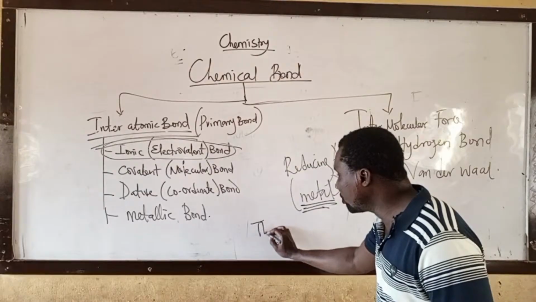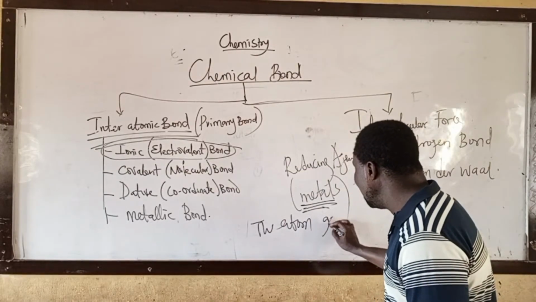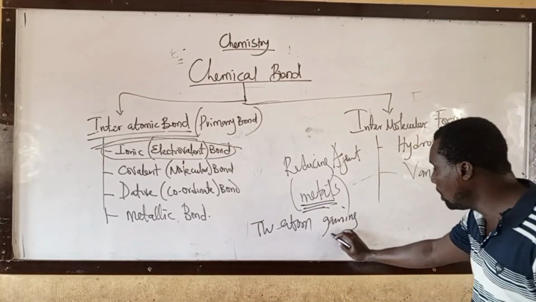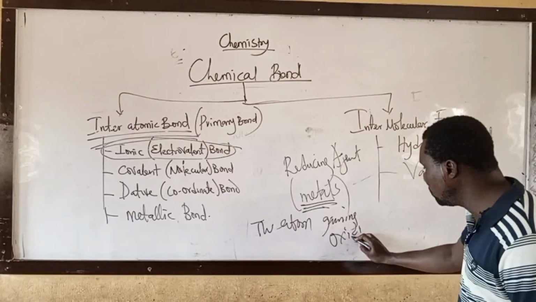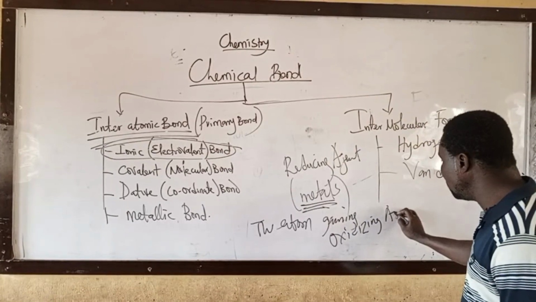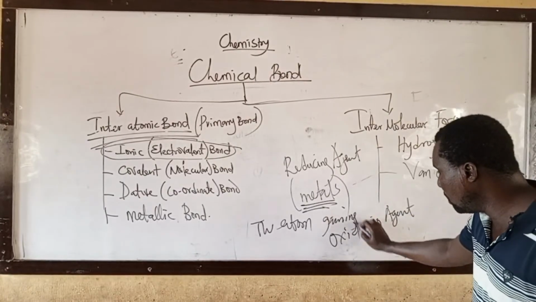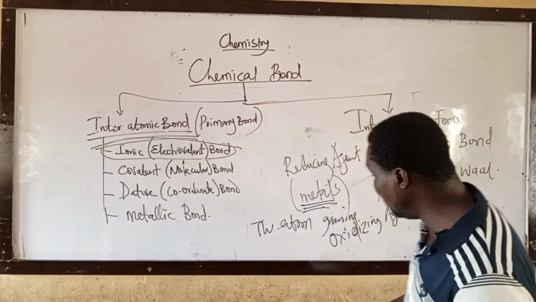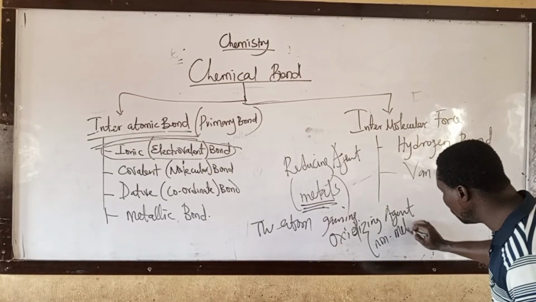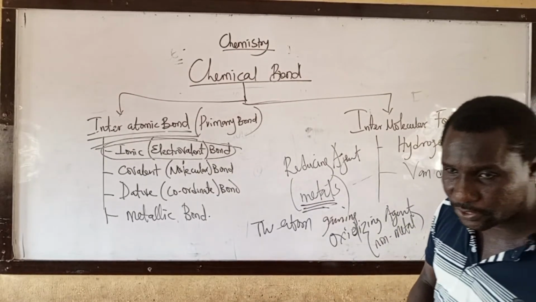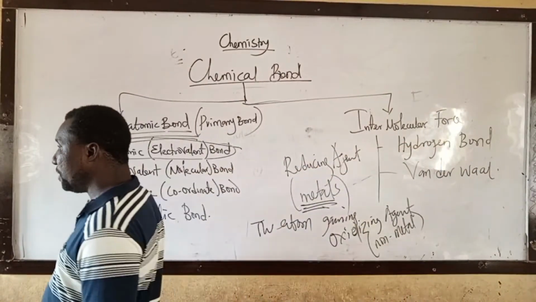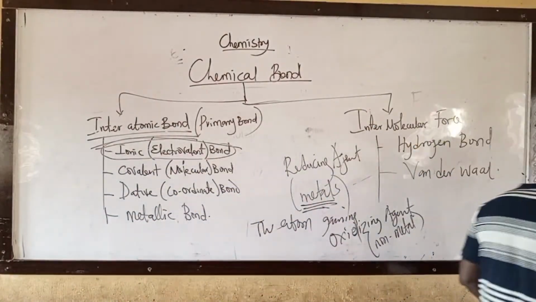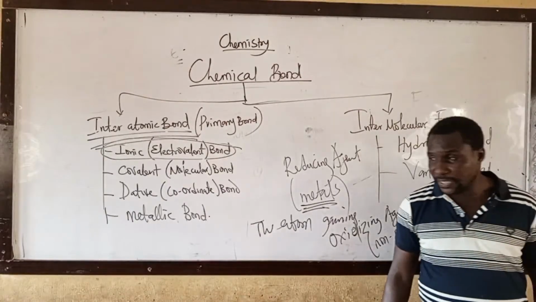Comma. The atom gaining electron is called the oxidizing agent, which are non-metals. The atom that is gaining electron is called the oxidizing agent, which are non-metals.